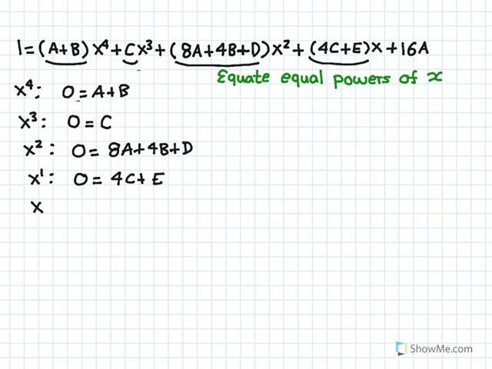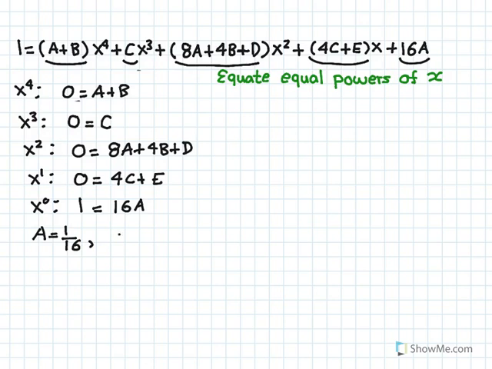Now let's look at the coefficient of x to the 0. On the left hand side, the only constant term is 1. On the right hand side, the constant term is 16a. Alright, looking at the last equation, it's clear that a is equal to 1 over 16.